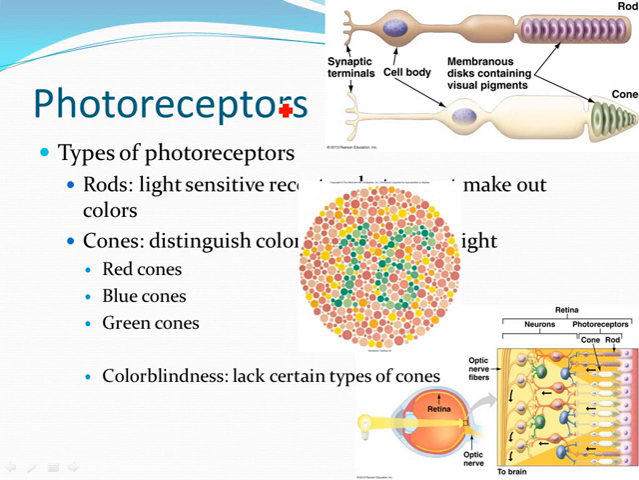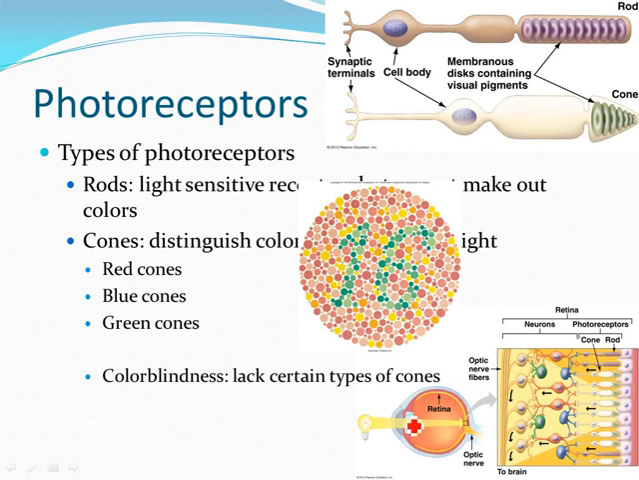People who have color blindness lack a certain type of cones. So the most common one is red-green color blindness. So for people with red-green color blindness, they wouldn't be able to see this number here, which is 16. Yeah, it's not uncommon to have people who are colorblind.